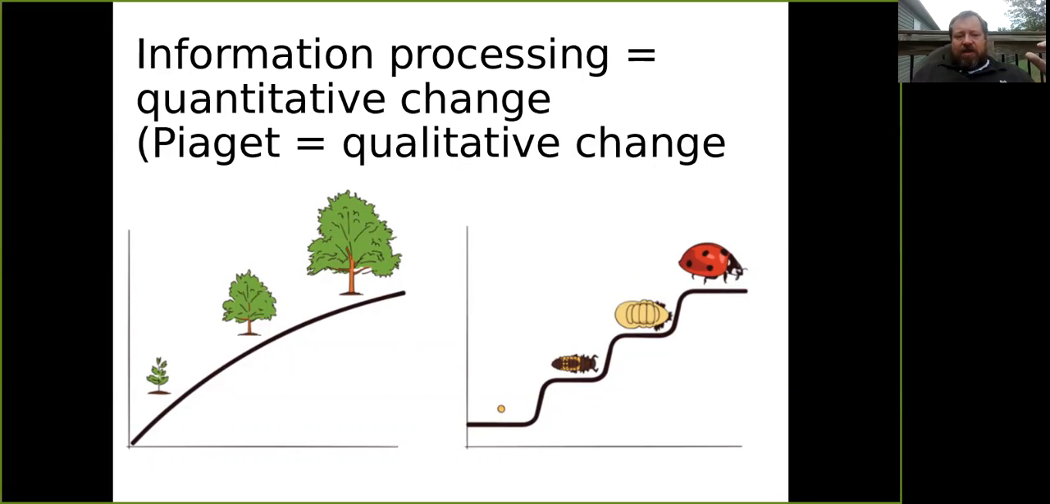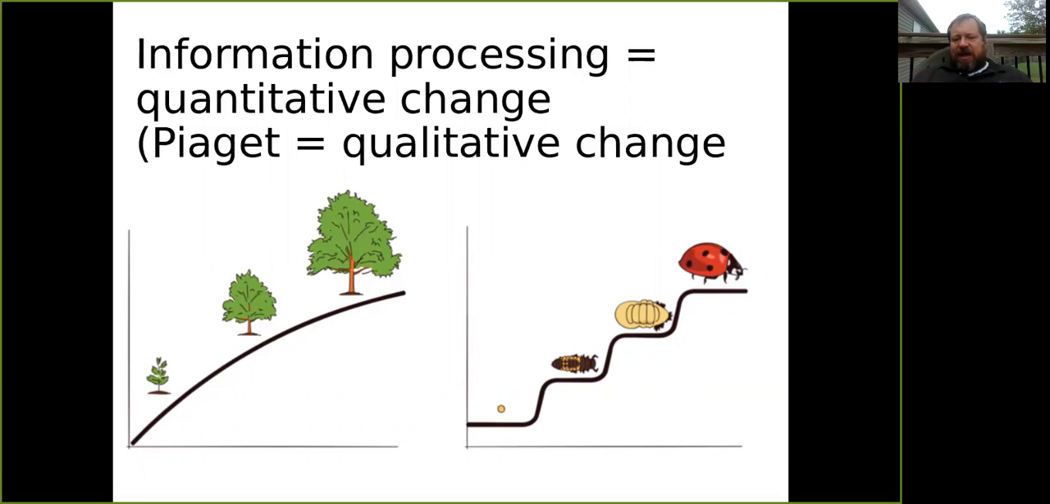On the left side of the screen there, you see a tree that starts off as a small tree and it grows into a bigger tree. And there's sort of a growth curve under it where you can see this very quantitative, almost linear change. And that's how cognition is thought to change in an information processing perspective. We get faster at processing information. We can process bigger chunks of information, but it's this mostly linear sort of increase.